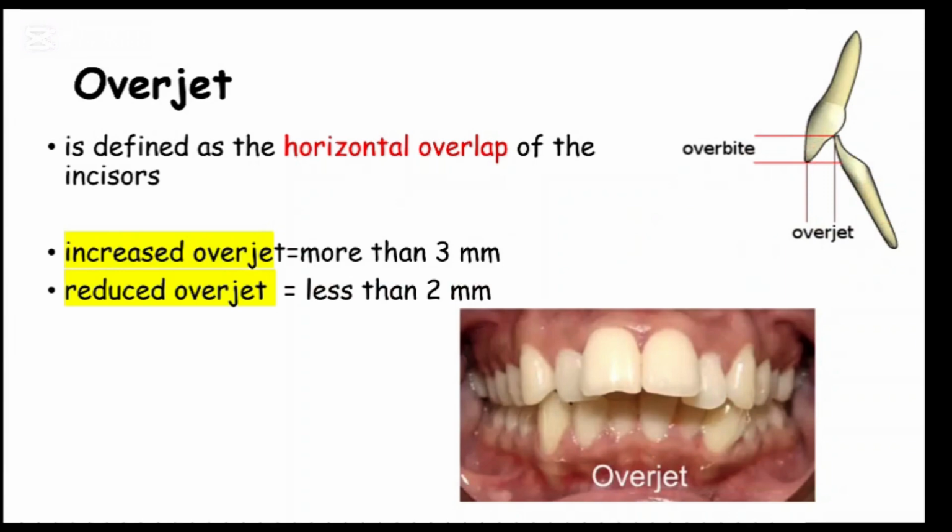Also, the normal value of overjet is 2 to 3 mm, and if it is more than 3 mm, it is increased overjet. And if the horizontal overlap is less than 2 mm, then it is reduced overjet. Okay, so next is deep bite.